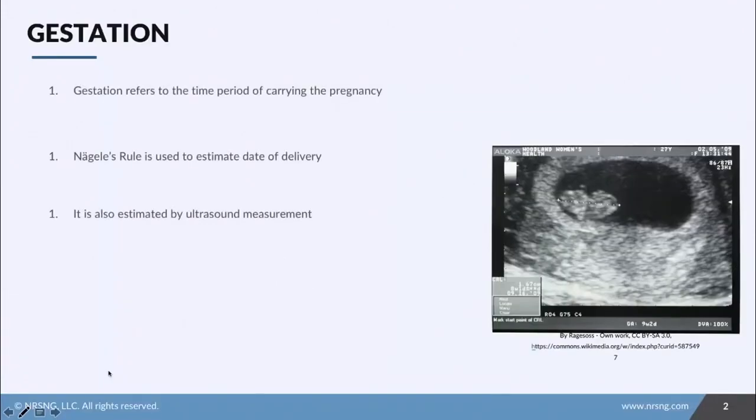In this lesson, we will be talking about gestation and break it down. So let's first talk about the basics. Gestation is going to refer to the time period of carrying the pregnancy. This is when we ask somebody, how many weeks are you? And usually a pregnancy is going to be 40 weeks. That's when we say that's as long as it should go.